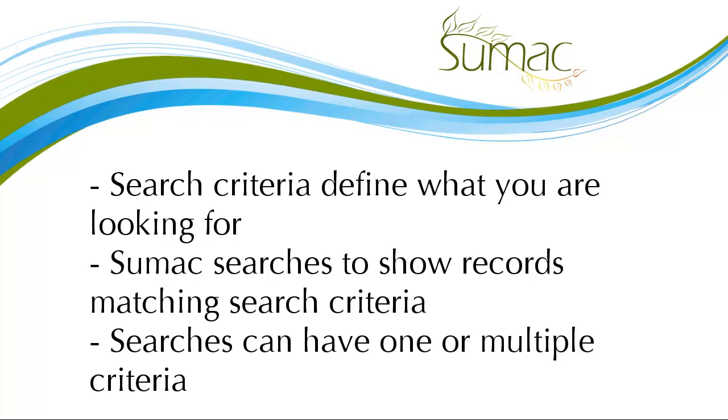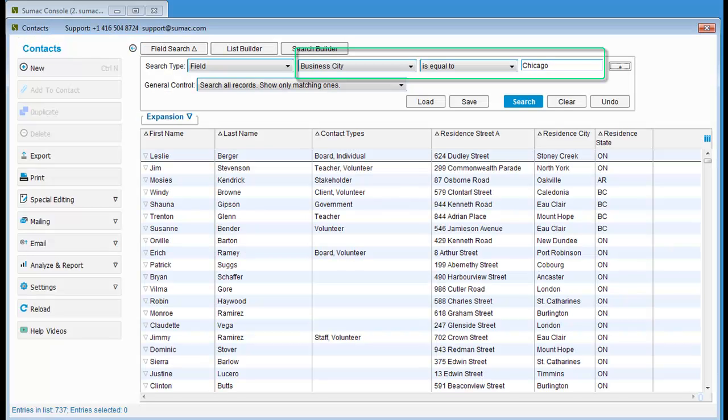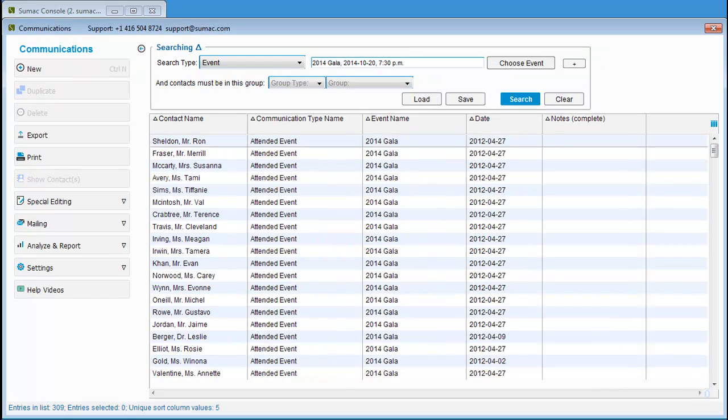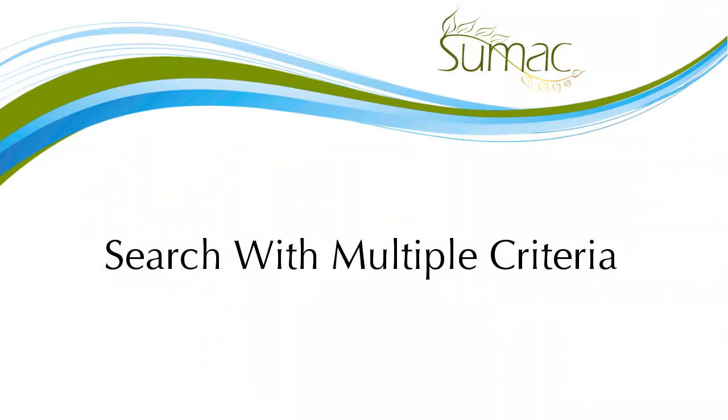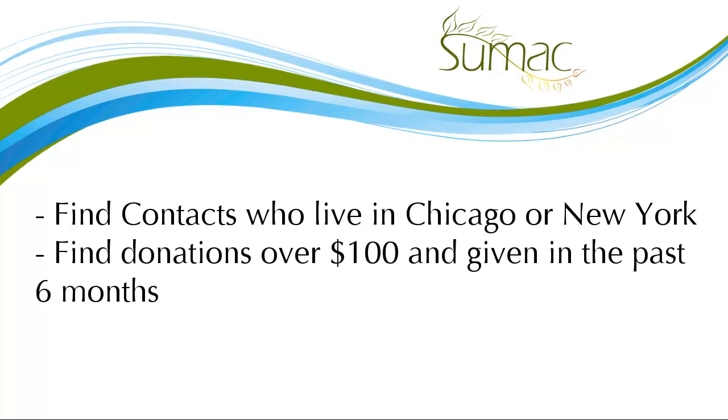Let's look at some examples. Find contacts who live in Chicago. Find donations over $100. Find who attended your recent gala. Find contacts who live in Chicago or New York. Find donations over $100 given in the past 6 months.